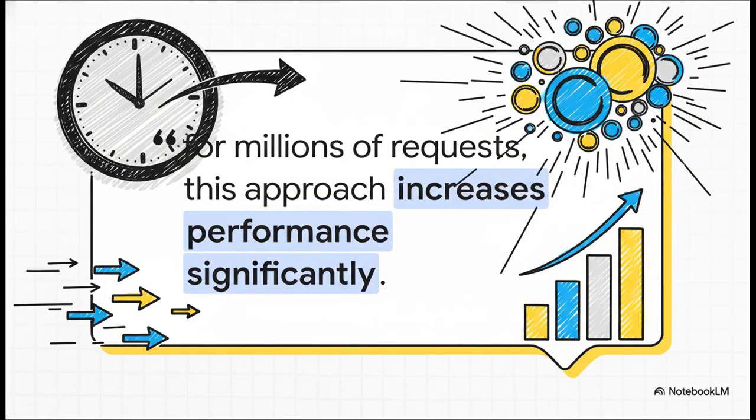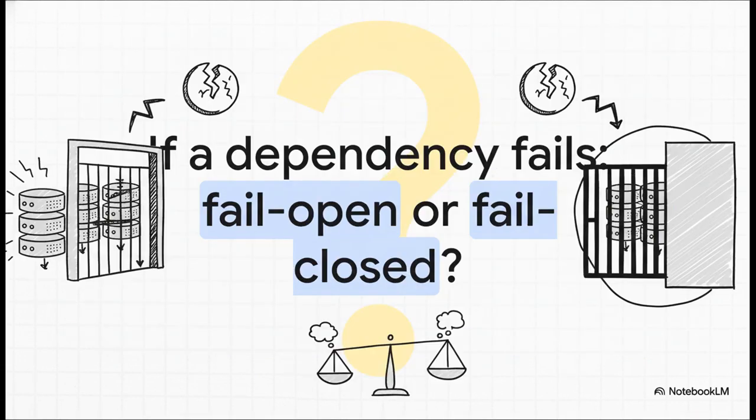And the impact of this is just massive. For a handful of requests, you wouldn't even notice. But when you're handling millions of concurrent API calls, moving that write operation offline shaves critical milliseconds off every single request. That adds up to a huge increase in overall system performance and throughput. It's a game changer.